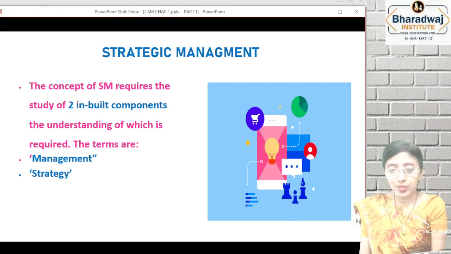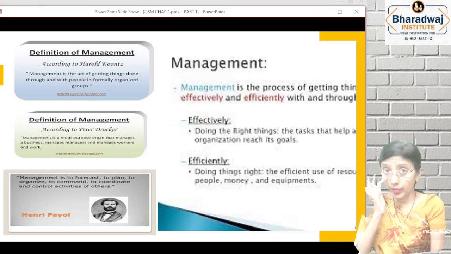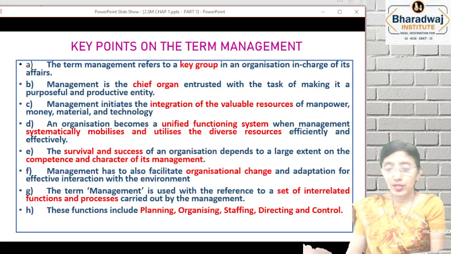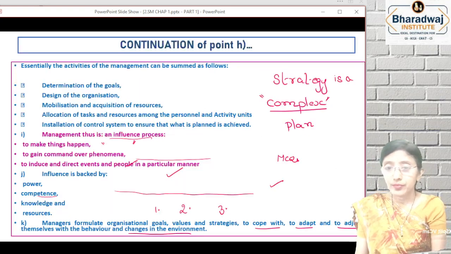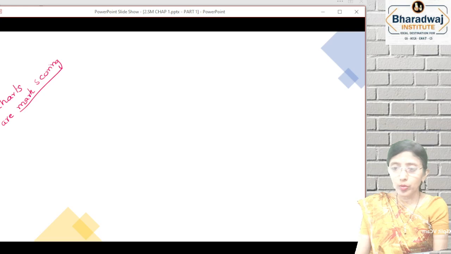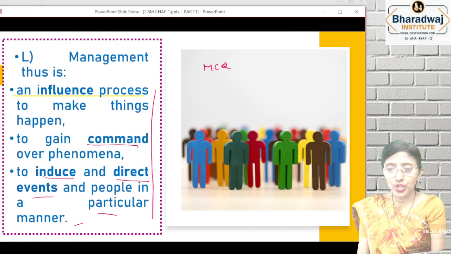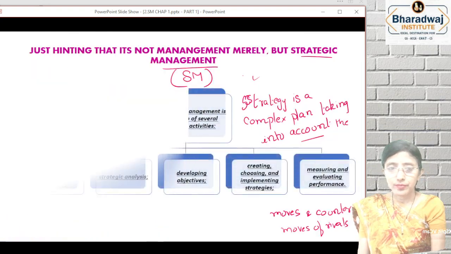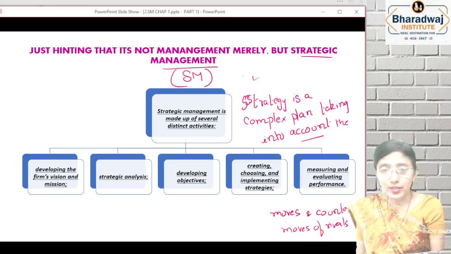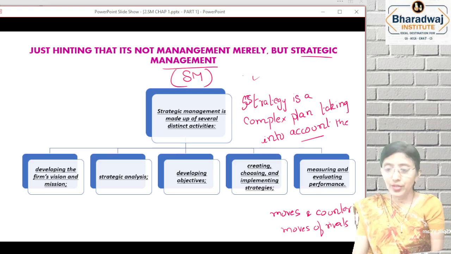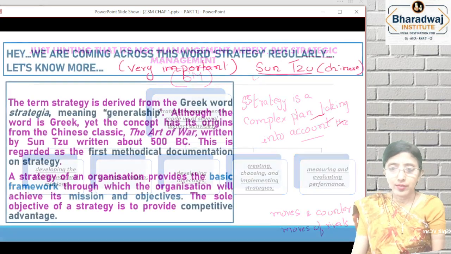Two inbuilt concepts, management and strategy, the two terms. Okay, various definitions of management. Remember that. The key points in management, which I just put up on the board. I'm going to ask you this. And all these about management. Okay, 5 M's, organizational change. Make a chart like this. For what? And you have to tell about the activities of SM.